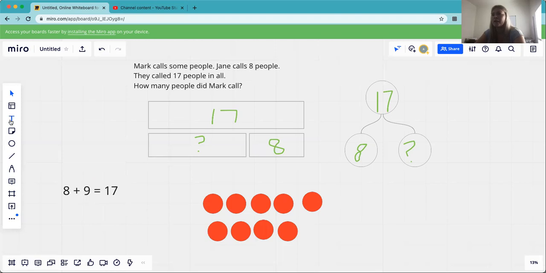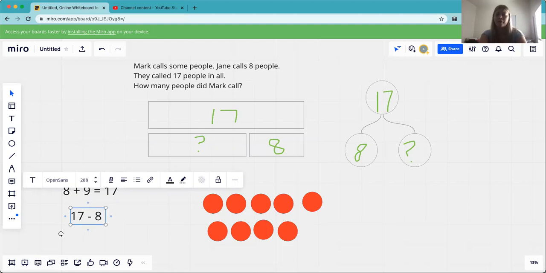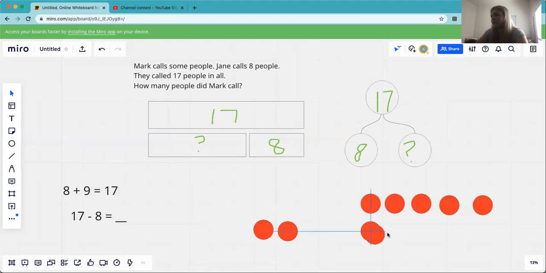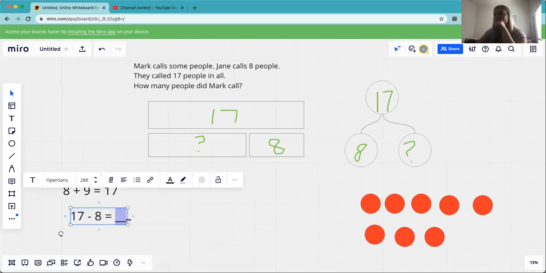I'm going to use subtraction to help me make sure that I'm right. So 17 is my whole. 8 is the part that we already know, and we're trying to figure out the other part. All right, so I'm going to take my 17 and subtract 8 of them. Ready? 17, 16, 15, 14, 13, 12, 11, 10, and 9. So 1, 2, we figured out 9. So 17 minus 8 is 9.